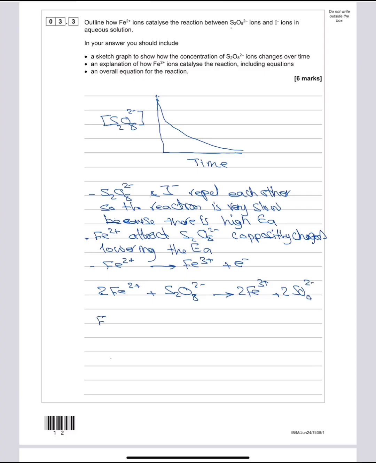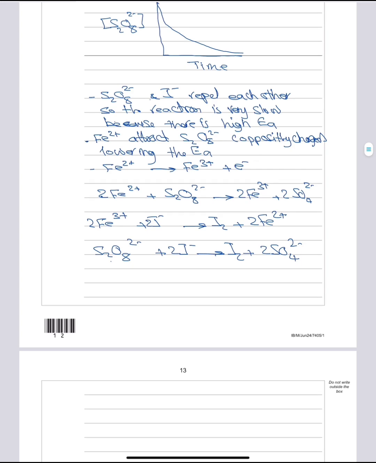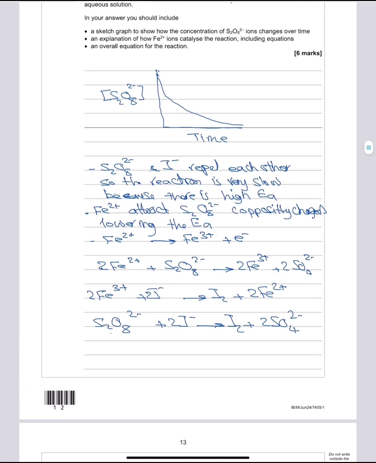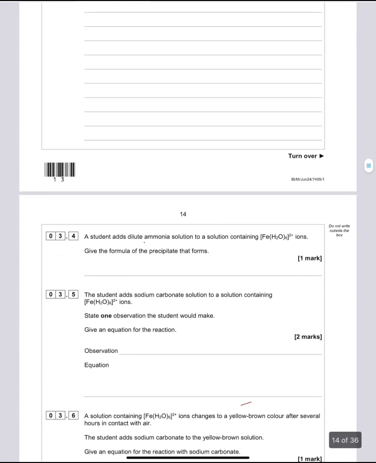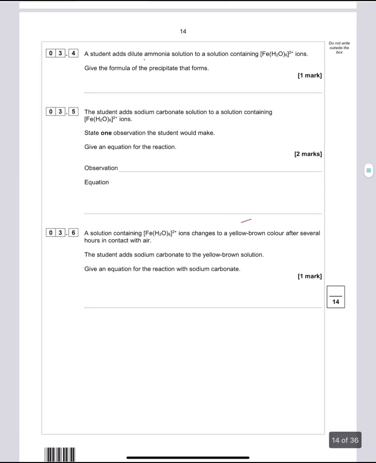And then the second stage, when the iron 3 plus reacts with the iodide, gives the iodine plus 2 of the Fe2+. And then the overall reaction, because they asked for it: S2O8 2 minus plus 2 of the iodide will give you the iodine plus 2 of the SO4 2 minus. So if you put the answer like this, that should give you all the 6 marks because you covered everything basically.